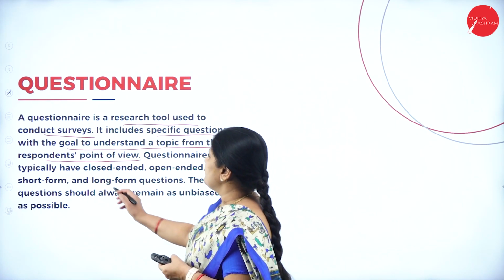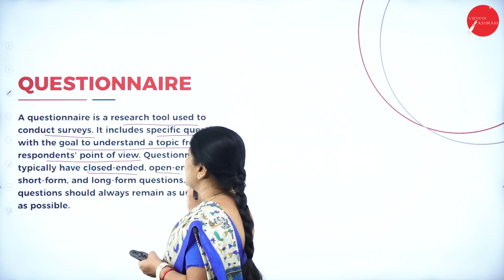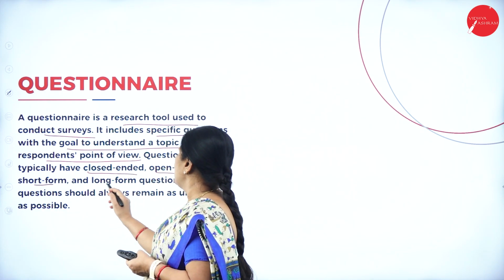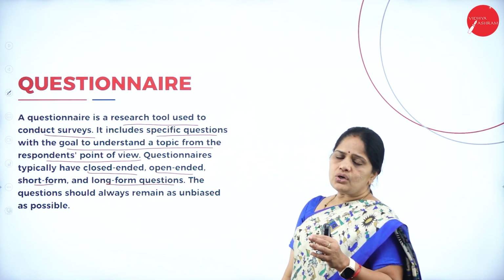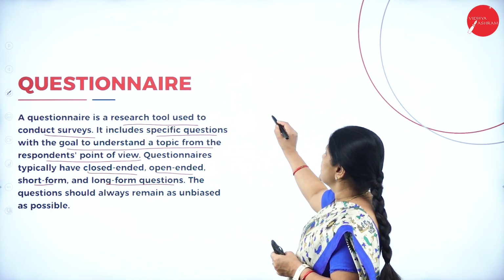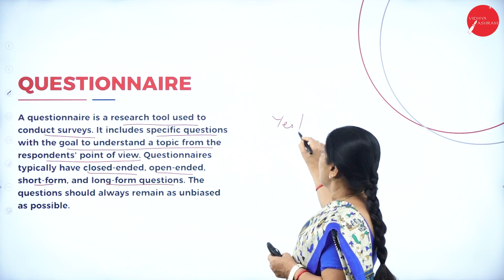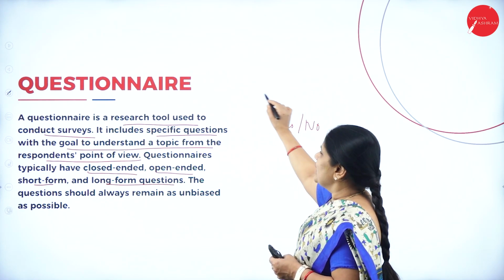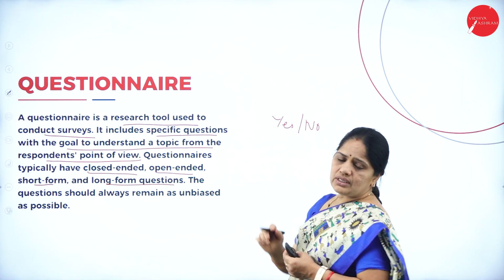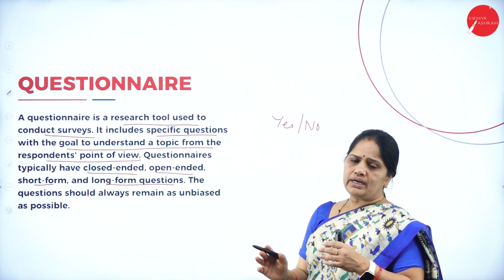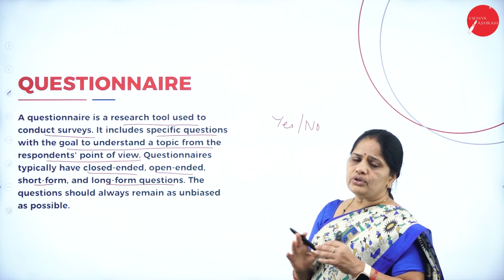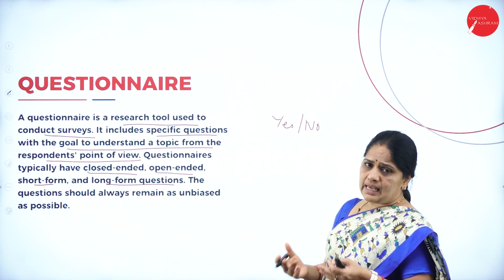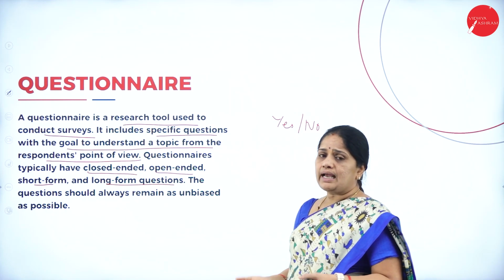Questionnaires typically have closed-ended, open-ended, short form, long form questions. Now what are closed-ended questions? So closed-ended questions means those questions ending with yes or no. So along there will be a question there, and the next to the question only whether it is a yes or a no. Do you like this product? Yes or no? So that's all. You don't have any freedom to just explain that why you have not liked anything like that.